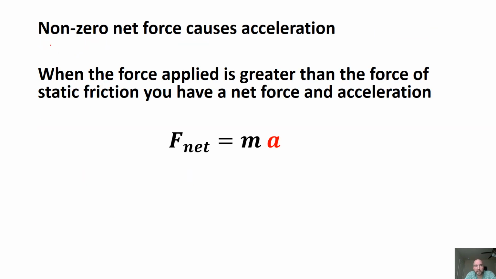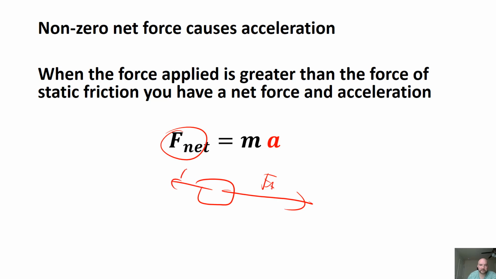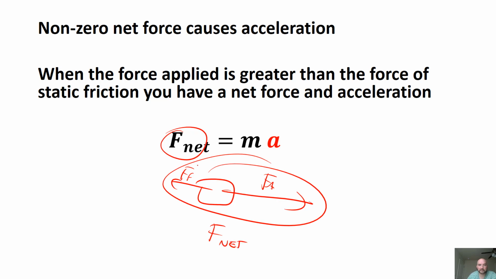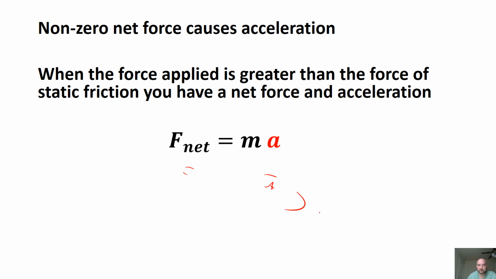So let's take a look. Non-zero net force causes acceleration. If we have more force this way than the force of friction that way, we're going to have acceleration going on. So we would have a net force. All that non-zero net force means is that you do have a net force.